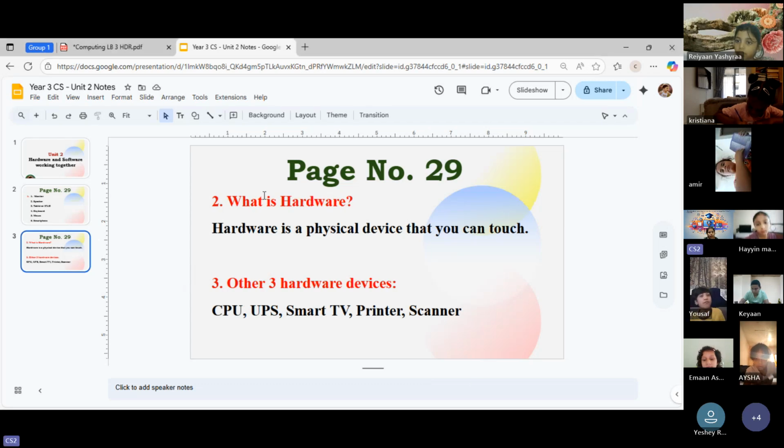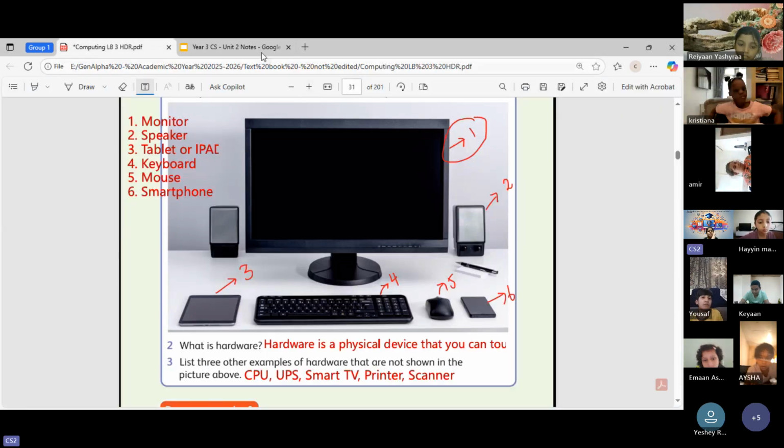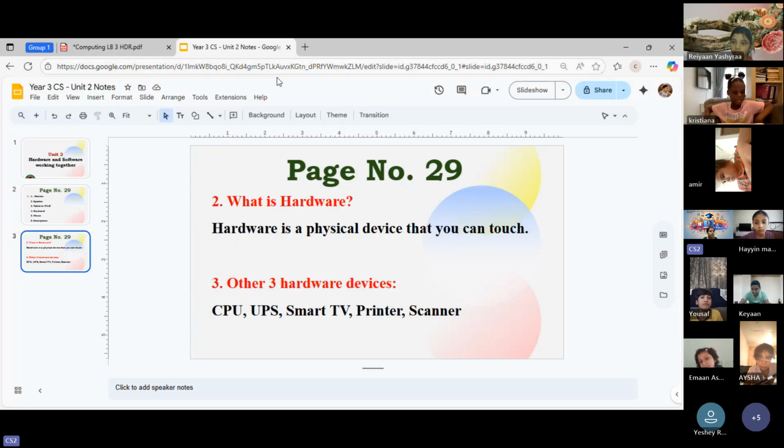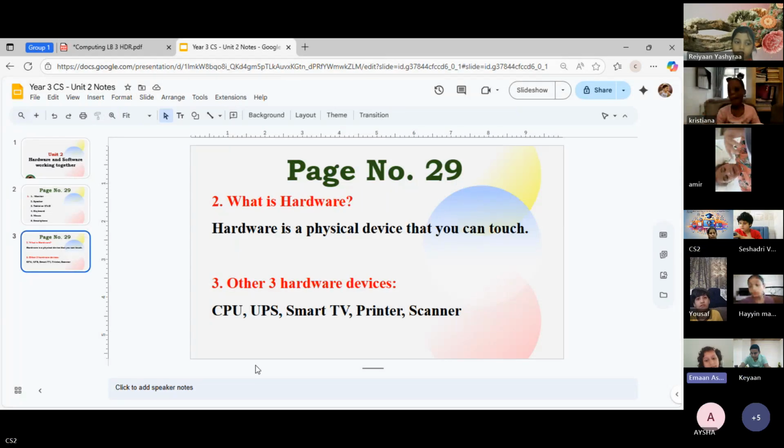Yes. So whatever I have written here, same thing is written in the notes. Okay? Understood? Same thing. Yes, Kayan?